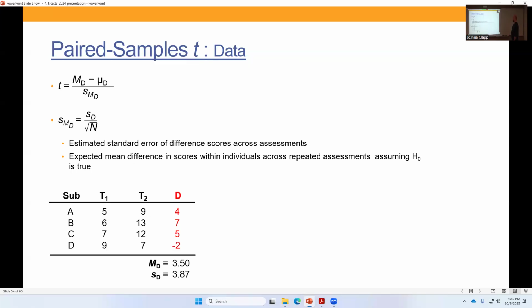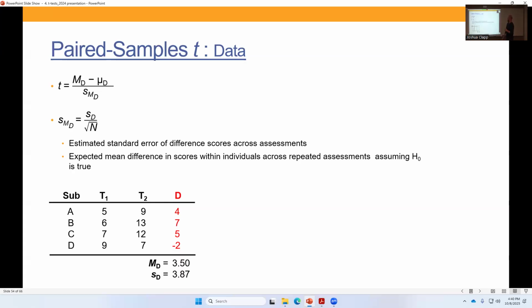We can also think about the standard mean difference, the expected mean difference in scores within individuals across repeated assessments, assuming that the null is true. If I measure you today and I measure you next week, in the population the actual difference between those is always going to be 0. Say how many hours a night you sleep. On average, if I measure how many hours you sleep on week 1 and next week, hours of sleep is probably pretty stable for most people. I'm not going to expect a difference across random sets. Certainly there will be differences in that sample mean difference, but on average it's going to be equal to 0.